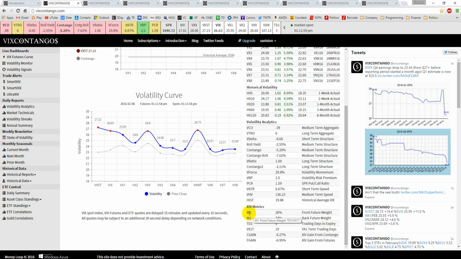You also get to see some metrics about the XAV, such as the weight of the futures inside of the XAV. So W1 is the front future weight, and W2 is the back future weight. TD is trading days to expiration, which is 5 trading days, and the VX1T is the length of the VX1 term, of the front month term, which is 19 days. And you also get to see how much of the XAV is due to contango today, and how much is due to the move in the futures. So XAV gain from contango and XAV gain from futures.